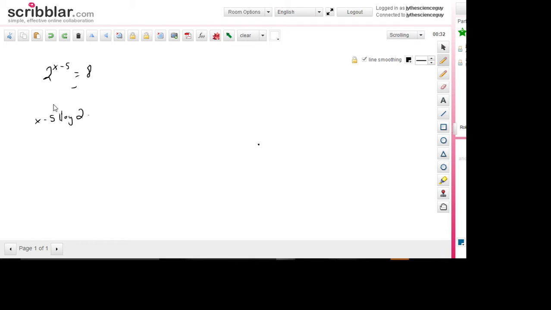And then what do we do with the other one? Oh, is this supposed to be ln too, right? You can use log or ln. The properties are exactly the same, so it doesn't matter. So log of 8. Okay. And then you're trying to get x by itself, so you'll divide. Right.